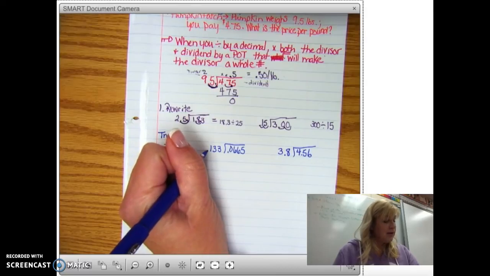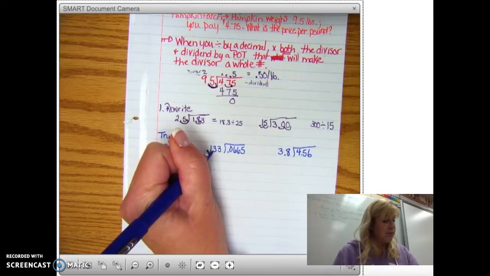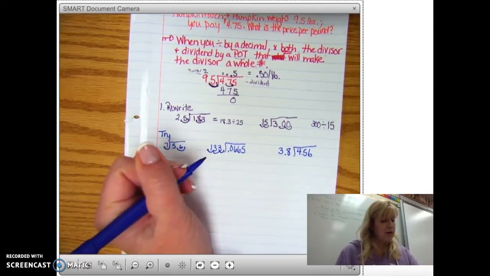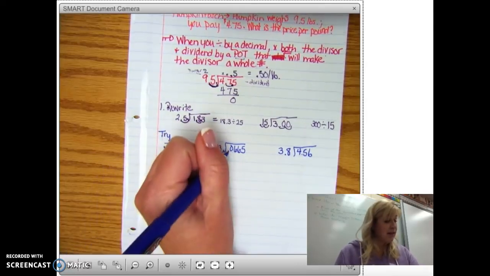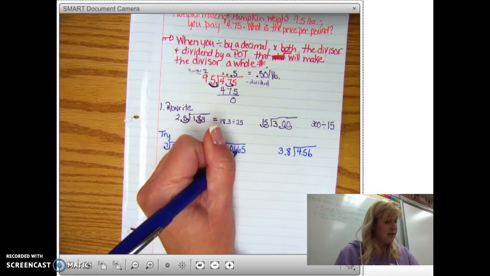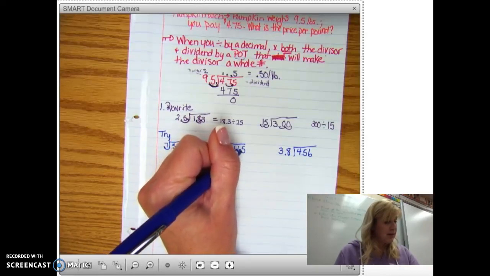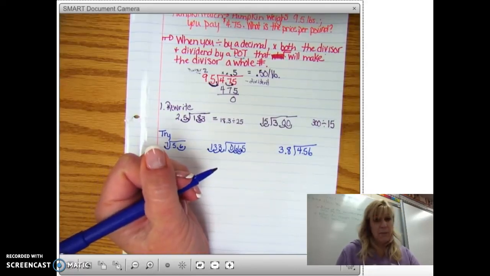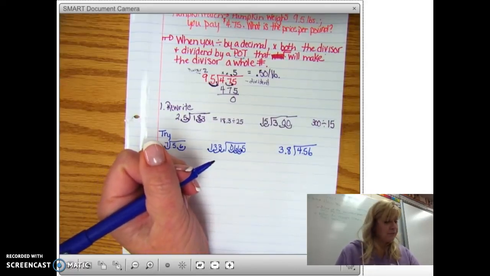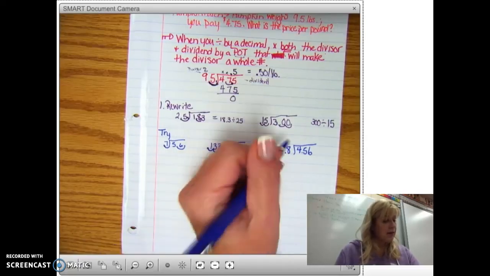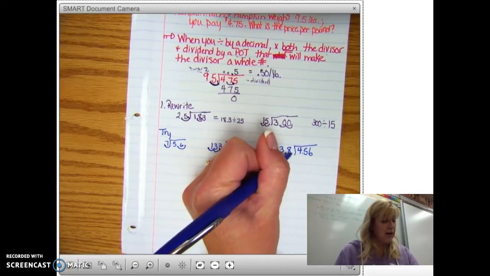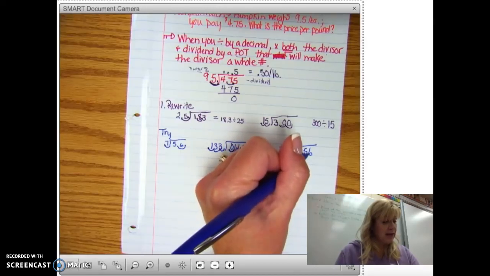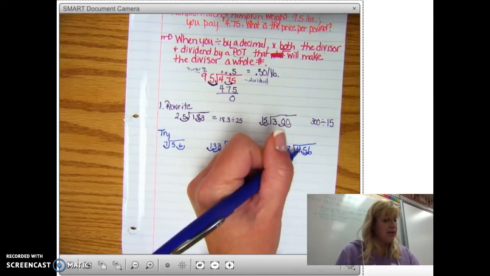In this one, we have to multiply it 3 places or times 1,000, and this becomes 66.5. In this one, it's just 1 multiplied by 10, multiply this by 10, and it becomes 38 goes into 45.6.